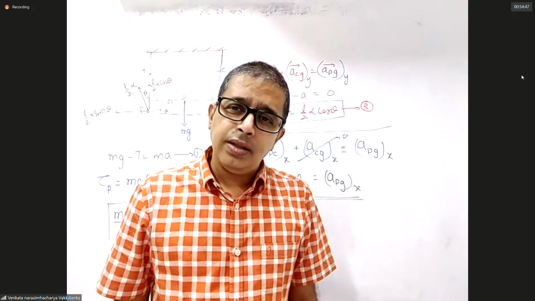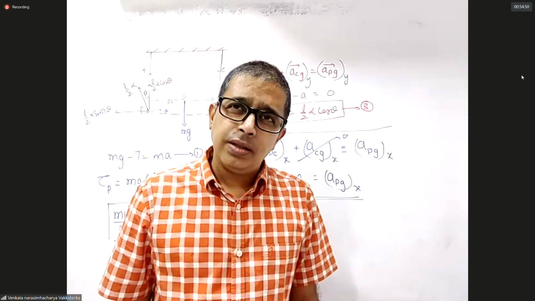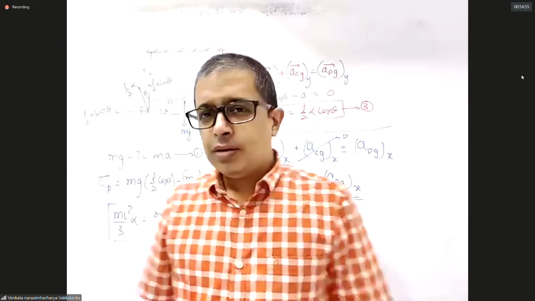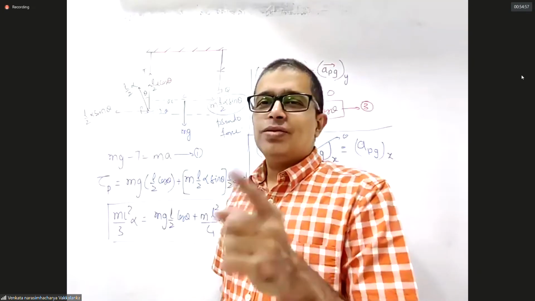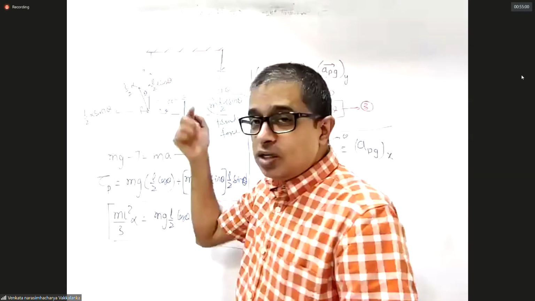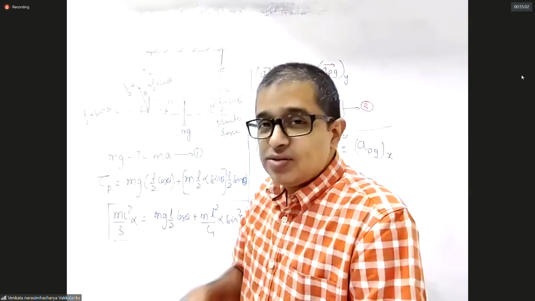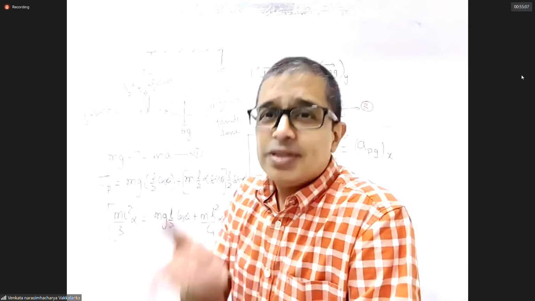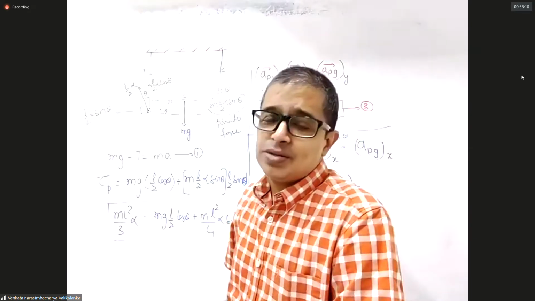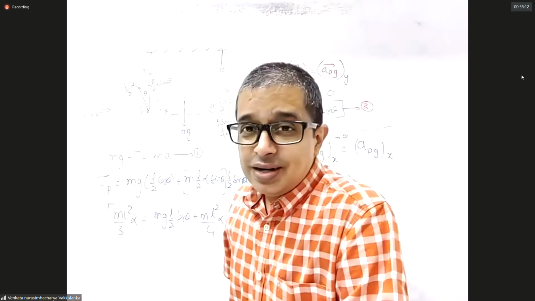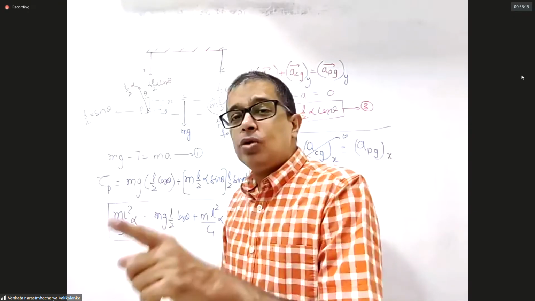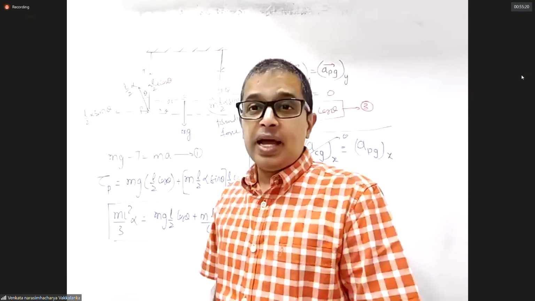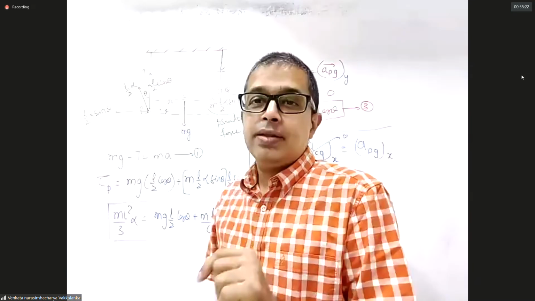When you take the torque about the center of mass, even if it is accelerating and you put a pseudo force, the torque due to that force will become zero, because it is passing through the center of mass. Hence, taking the torque about the center of mass anytime is the safest bet. But mind my language, I said it is the safest bet.